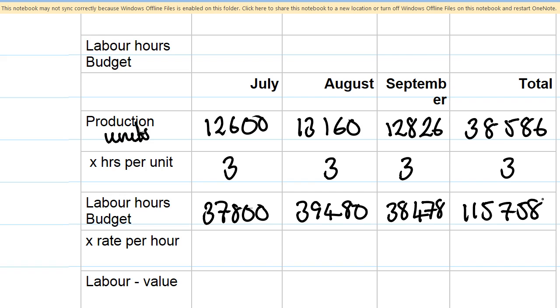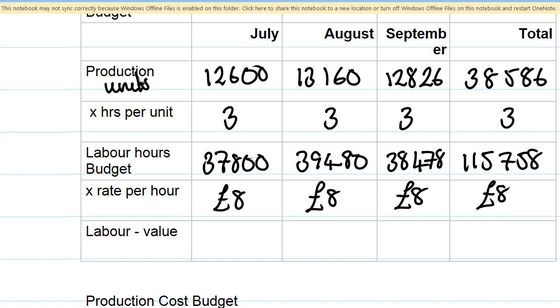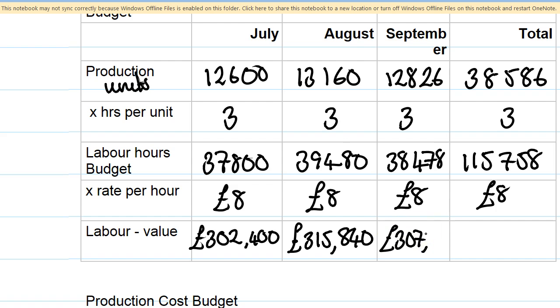We can now work out our cost. We were told in the question that we're paying our workforce £8 an hour. And so we can work out our labour value. This now will be in pounds: £302,400 for July, £315,840 for August, £307,824 for September, and in total for the 3 months our labour costs will be £926.64.